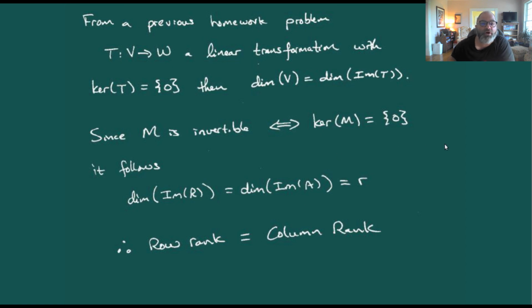Now, from a previous homework problem, we know that if T mapping V to W is a linear transformation with the kernel of T being 0, then the dimension of V is going to be the dimension of the image of T. Since M is invertible, the kernel of M is trivial, and so the dimension of the image of R is equal to the dimension of the image of A, and that's still our value r. And so this really gives us that our row rank is equal to our column rank, even in general.